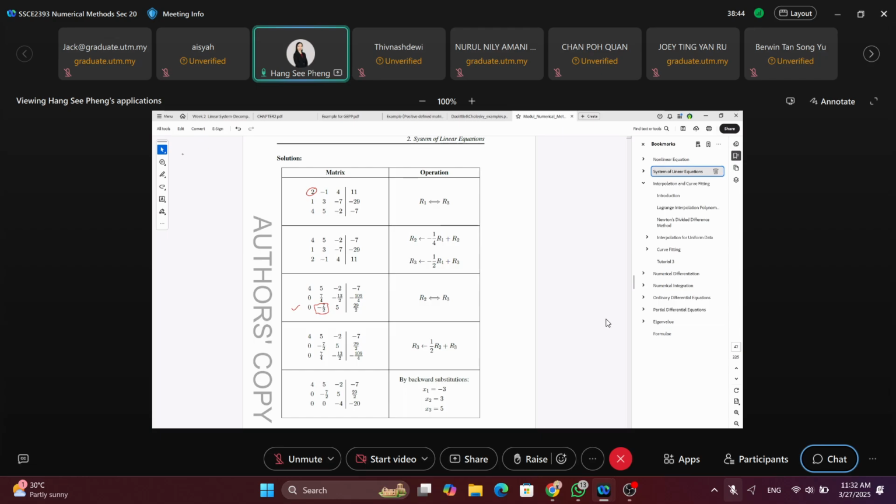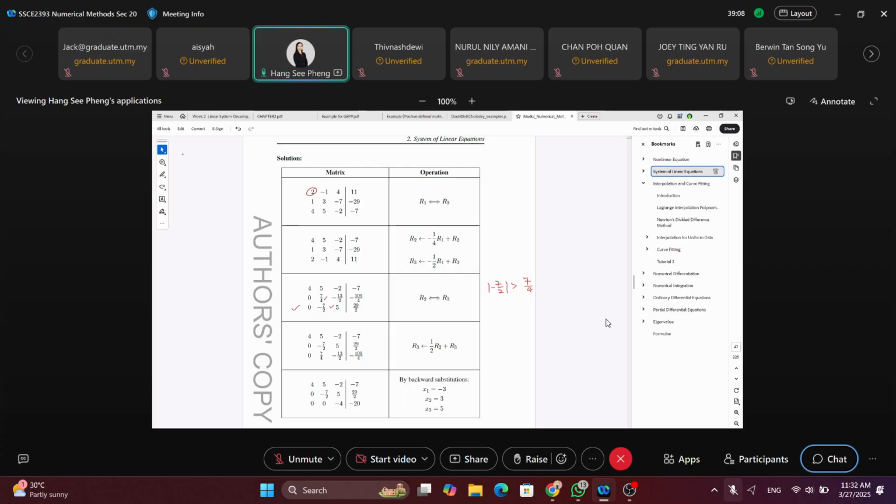And then before that, you try to check whether this one is the largest or this one is the largest. Absolute values. Although this is a negative value, the absolute value, divided by 2, is actually larger than 7 over 4. Therefore, we will do the row interchange, R2 with R3.